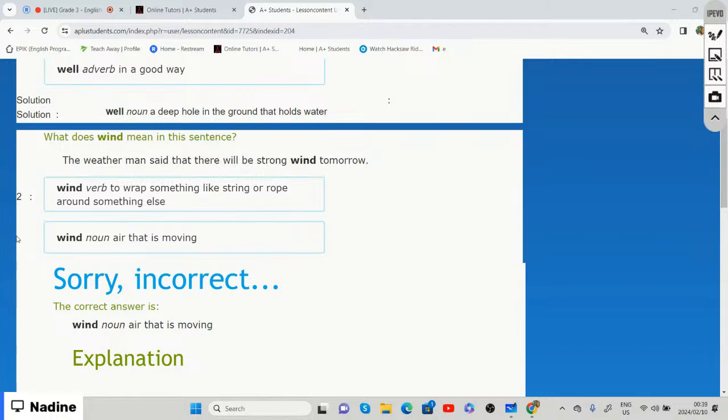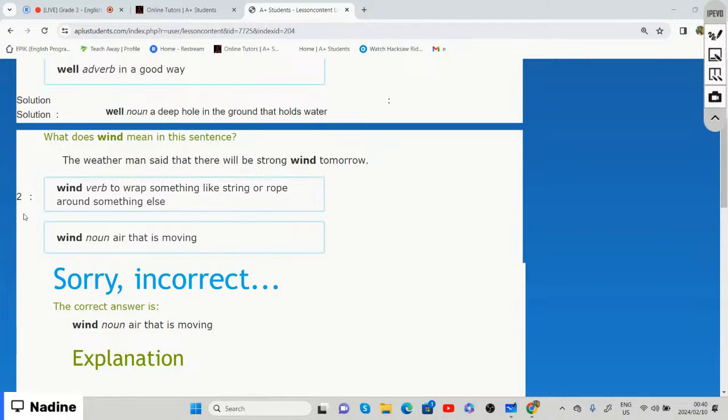I'm going to read the sentence again. The sentence says, the weatherman, right? It's weather, said that there will be strong wind tomorrow, right? Strong wind, meaning to do with the weather. It is maybe either winter time or fall, and the wind is blowing, right?